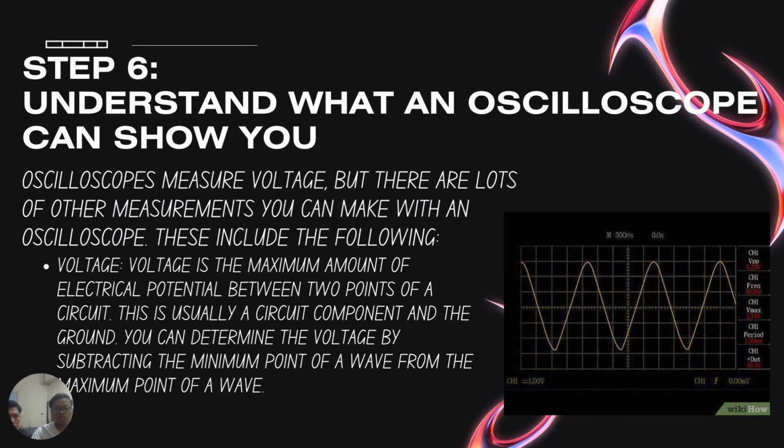Step 6. Understand what an oscilloscope can show you. Oscilloscopes measure voltage, but there are lots of other measurements you can make with an oscilloscope. These include the following. Voltage. Voltage is the maximum amount of electrical potential between 2 points of a circuit. This is usually a circuit component and the ground. You can determine the voltage by subtracting the minimum point of a wave from the maximum point of a wave.